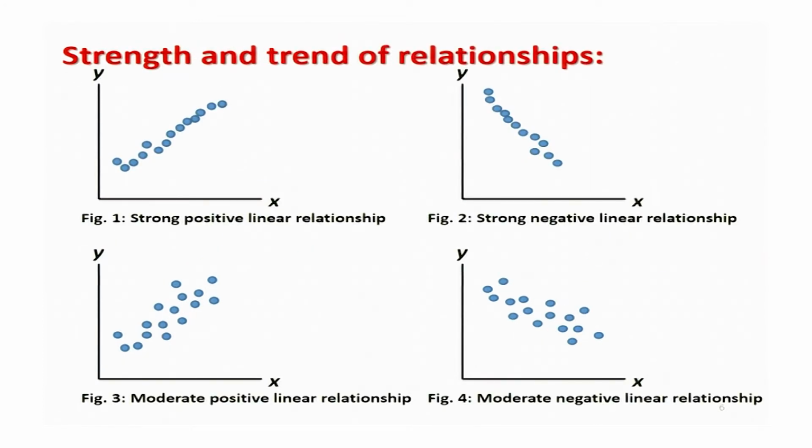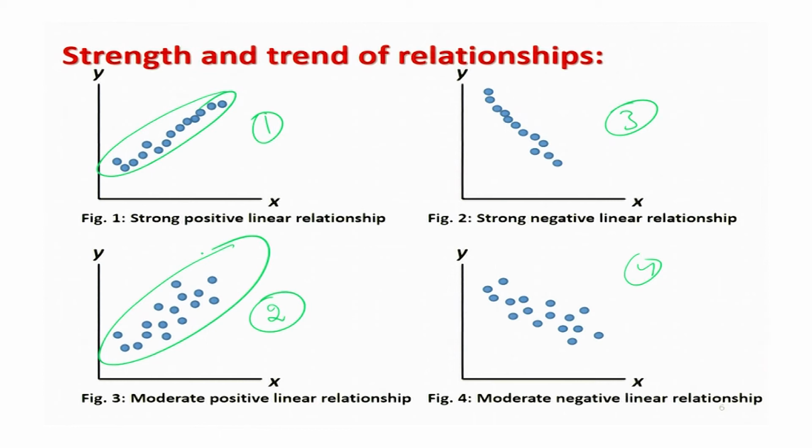Similarly, the strength and trend of a relationship can also be studied from scatter diagrams. For example, let me call these pictures 1, 2, 3 and 4. If you look at this picture and this picture, here the points are very close to the line, and in picture number 2 the points are quite far from the line which I have drawn. So in picture 1 you can say that the relationship between x and y is quite strong, whereas in picture 2 the relationship between x and y is not so strong.